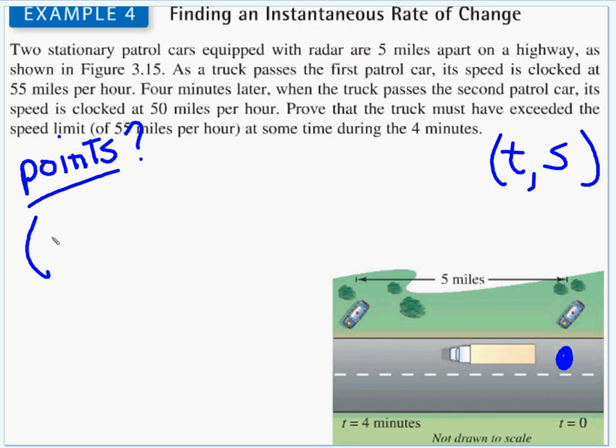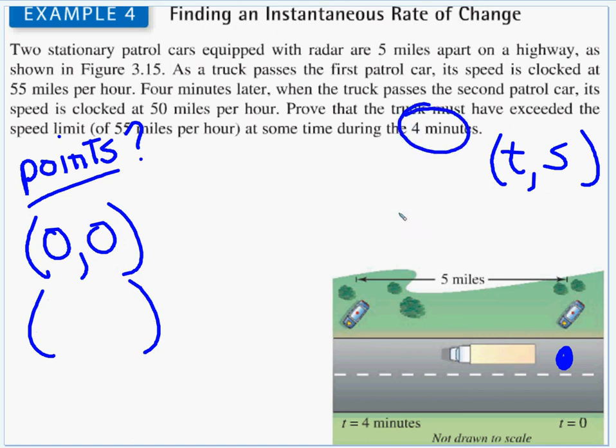Now 4 minutes later, so time is now 4. Hold on, let's back that up. Let's not use minutes because the problem is in terms of miles per hour, 55 miles per hour, 50 miles per hour. So let's keep everything in hour units. If we have 4 minutes out of a total 60 in an hour, we could divide by 2, so that would be 2 over 30. And they're both even, so divide again, 1/15. So let's make our t value here 1/15 of an hour.